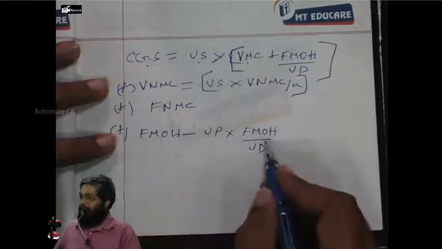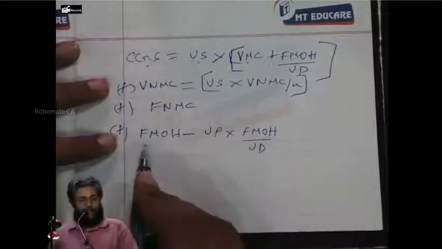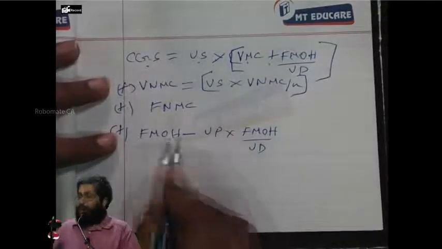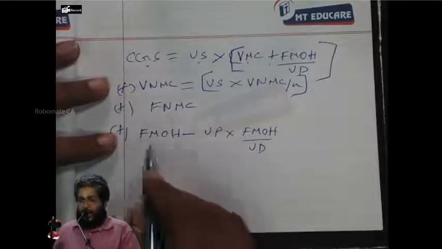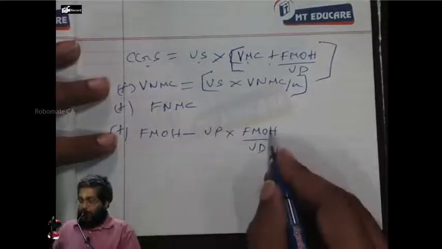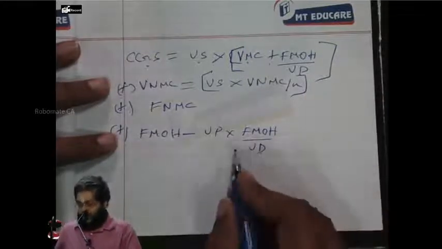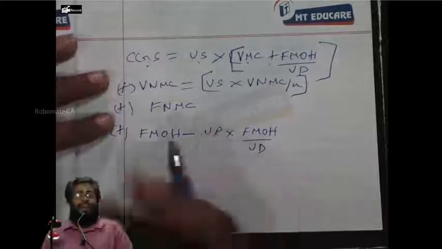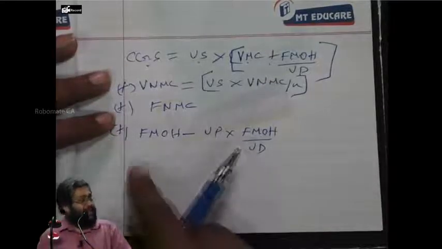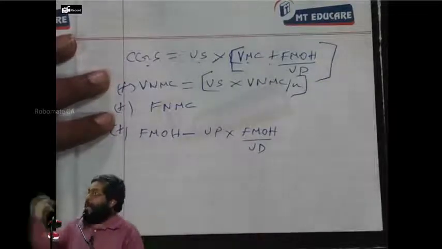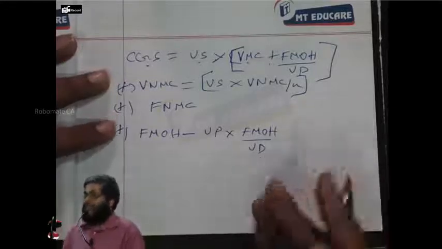Actual overheads minus what? Absorbed overheads. Actually same as what? Budgeted. Not an issue. FMOH, fixed manufacturing overheads, is what? Actual minus absorbed. What is the absorption rate? FMOH divided by UD. This is 1.4 absorption rate into what is the units produced? 5,43,000. That is only calculated in the particular slide. Yes or no? So every unit produced absorbs how much? FMOH by UD. This is the absorbed overhead.